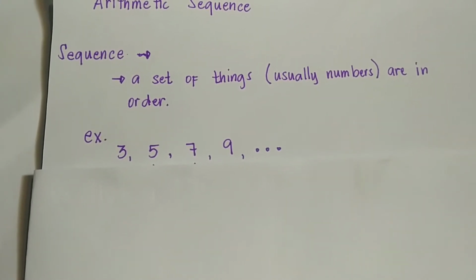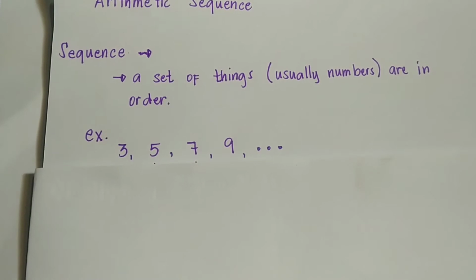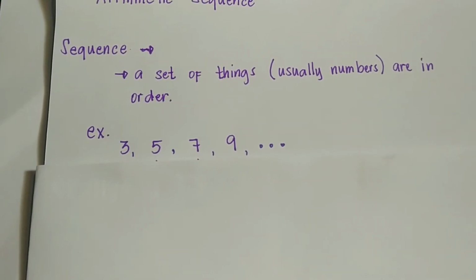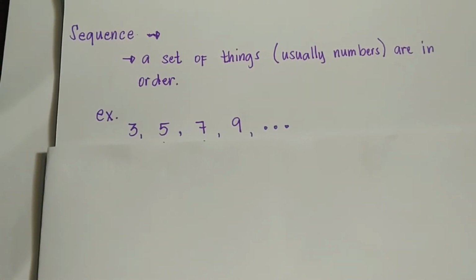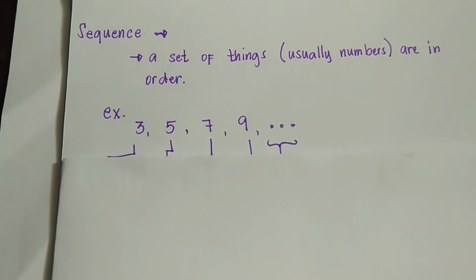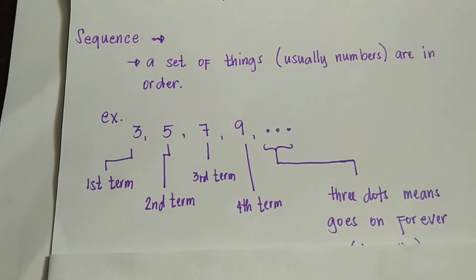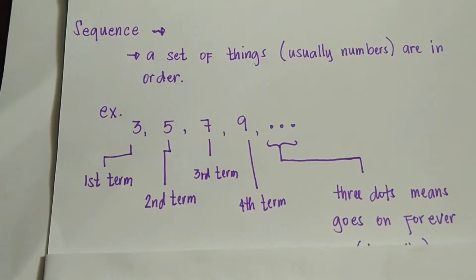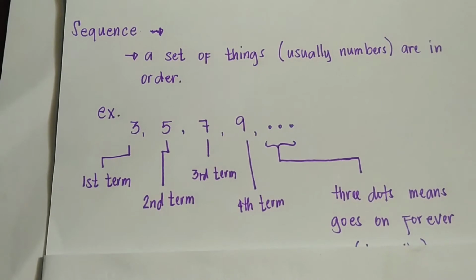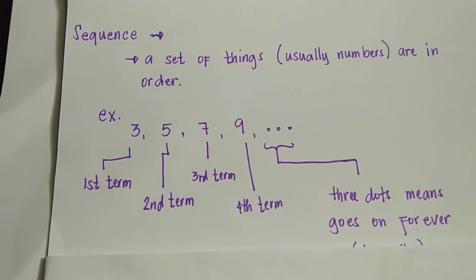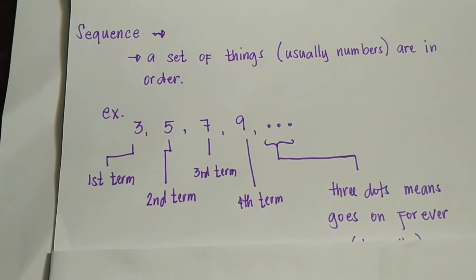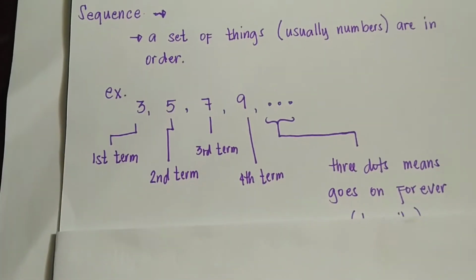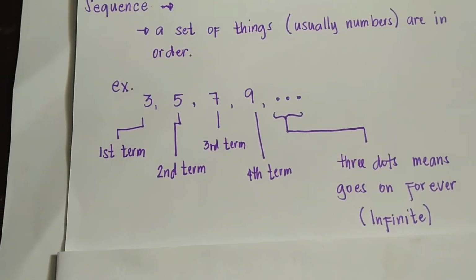These numbers are what we call terms, or sometimes elements or members. 3 is the first term, 5 is the second term, 7 is the third term, 9 is the fourth term. And the 3 dots mean it goes on forever, or what we call infinite.